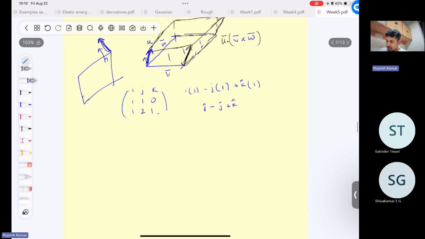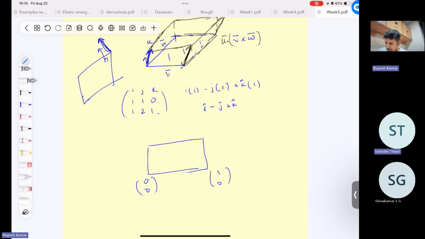You can always verify this. So let's say you take a cube. Let's say this is the cube that goes from the origin 0, 0. This is 1, 0. Sorry, 2, 0. This is 2, 1, and this is 0, 1, right?